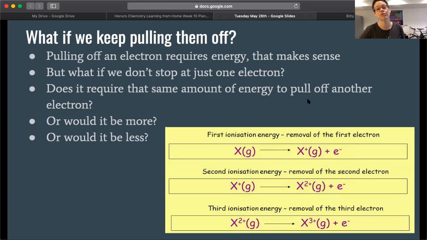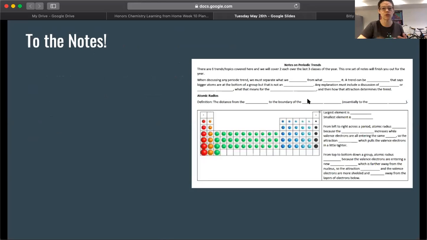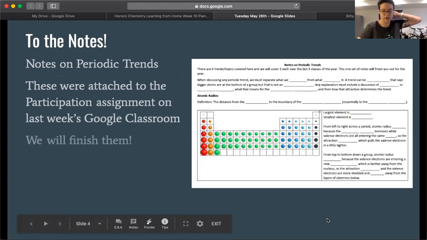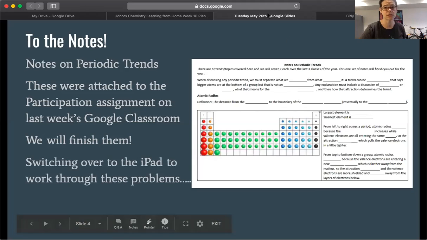So this is what we refer to as successive ionization energies, where you continue to pull off an electron one after another. The equation is just kind of like that. You just keep pulling them off. So that is the majority of what we are doing on the notes today. These are the last of them. We are finishing these up.